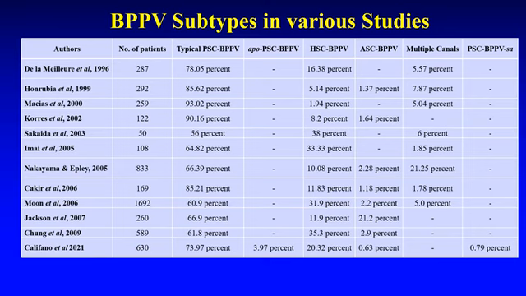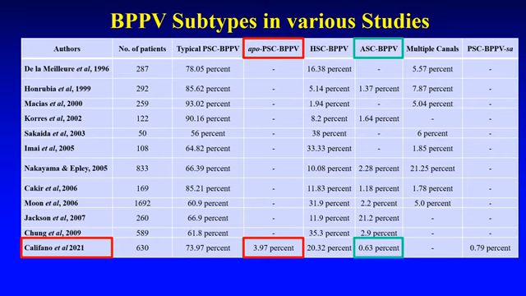So these are the BPPV subtypes in the various studies, mostly at tertiary dedicated vertigo clinics. It is important to note that in 2021, Califano showed that Apogeotropic Posterior Semicircular Canal BPPV is around 6 times more common than the anterior semicircular canal BPPV. So now the commonest cause of peripheral positional downbeat nystagmus is Apogeotropic Posterior Canal BPPV and not anterior semicircular canal BPPV.